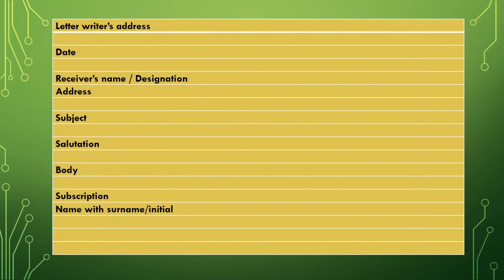Letter writer's address first, that is the from address. Then you write the date. Then the receiver's name, designation and address, if it is to the principal or to the collector, whoever it is. And then the salutation comes first, and then the subject. And then the body of the letter to be divided into 3 to 4 paragraphs. And subscription and name with surname and initial.